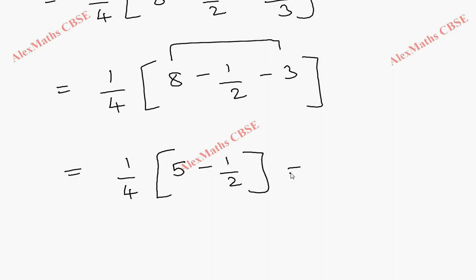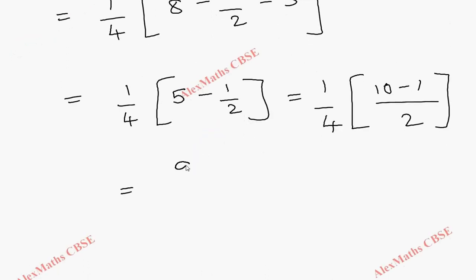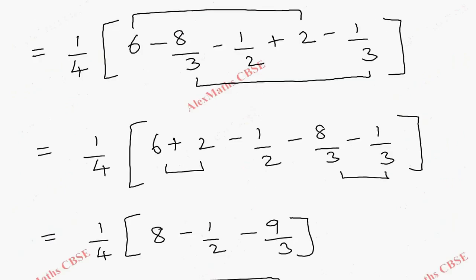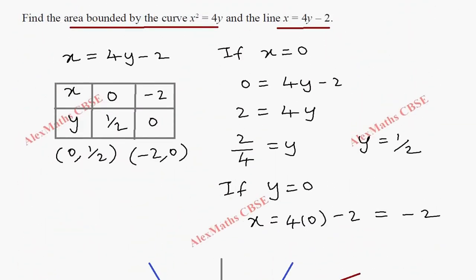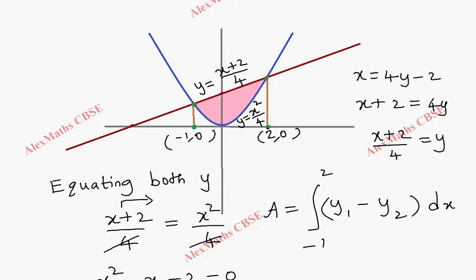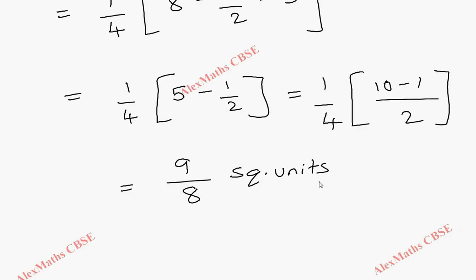We are going to take the LCM. Our LCM is 2, and 2 fives are 10, minus 1, which is 9 in the numerator, and the denominator totally 4 twos are 8. So the area is 9 by 8 square units. So the required area, which is bounded between these two curves and the line plotted in the diagram, has a value of 9 by 8 square units.